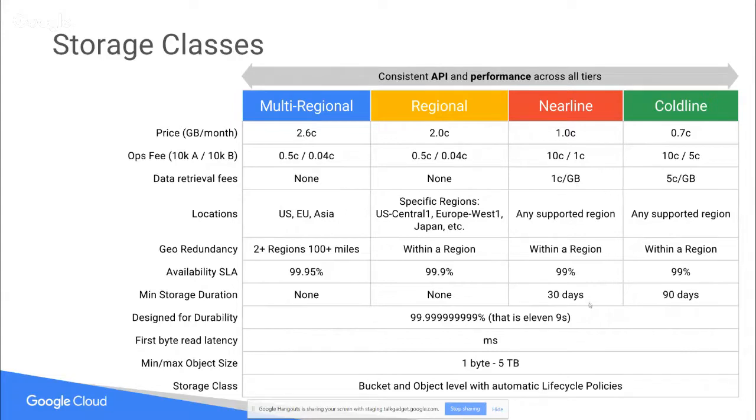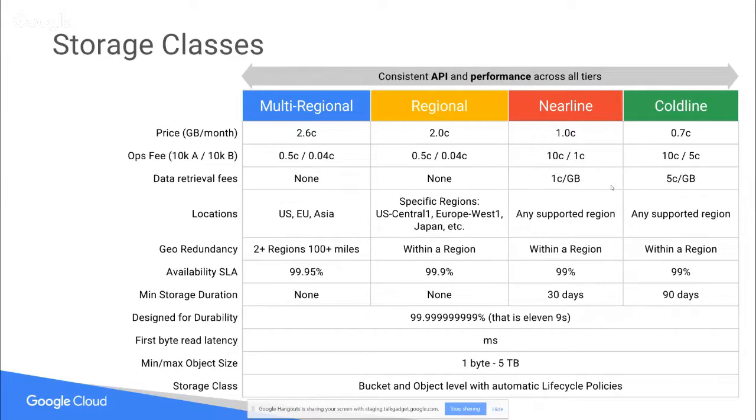And then there's a minimum storage duration of 30 days. So in other words, with multi-regional and regional, once you store the data, we start counting how much it costs to store the data. But if you delete the data, you don't pay for it. With Nearline, the minimum storage duration of an object is 30 days, even if you delete it. With Coldline, it's 90 days. And then you also pay progressively more for data retrieval.